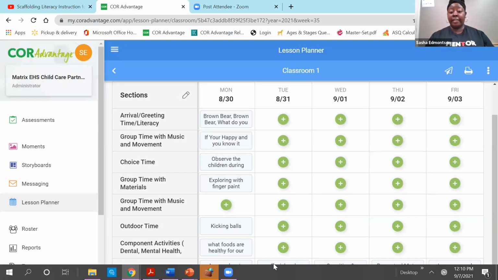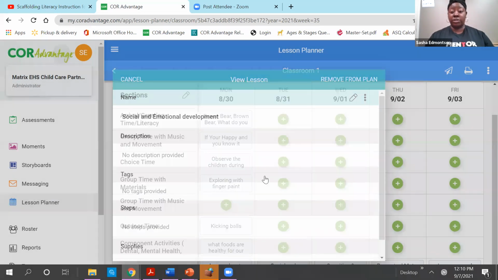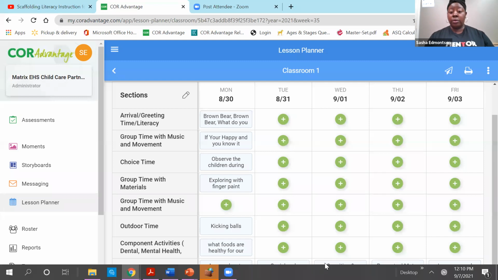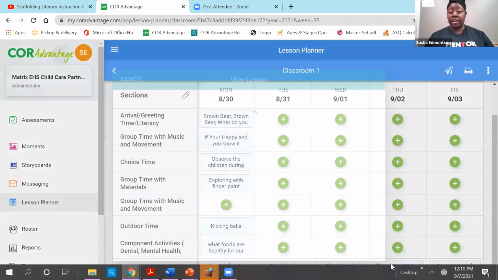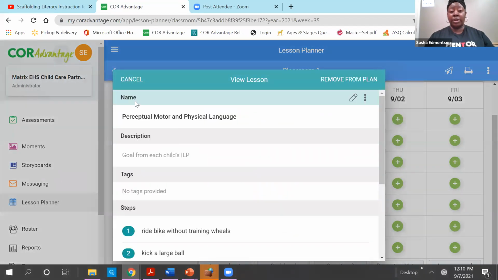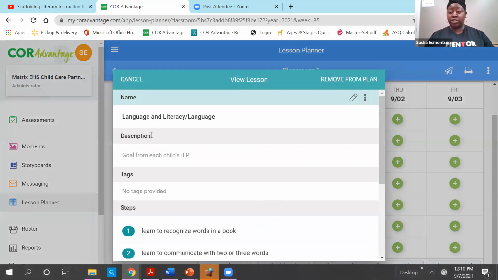Each day of the week has a different goal from their IOP plan. So Monday would be approaches to learning. Tuesday would be social and emotional development. Wednesday would be cognitive and general knowledge. Thursday would be perceptual, motor, and physical language. And I believe Friday is language and literacy.